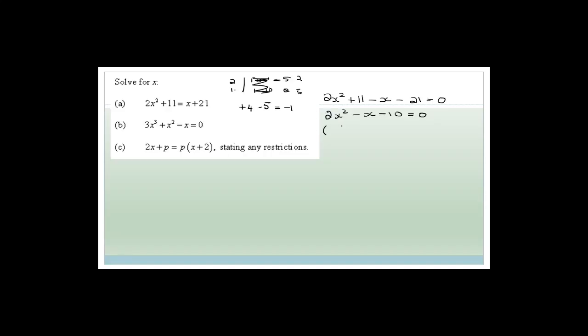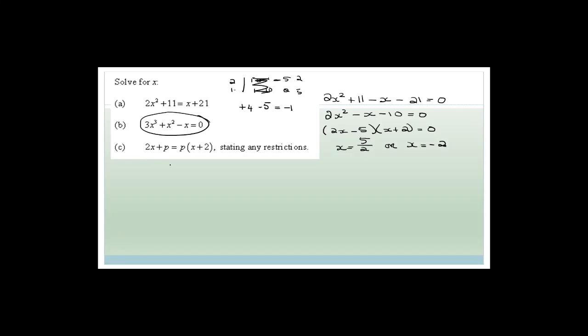So we end up with 2x minus 5, x plus 2, because remember, you write it across, equals 0. So x is equal to 5 over 2, or x is equal to negative 2. There you go. And that wasn't so bad, hey? Right, so now let's look at this one.